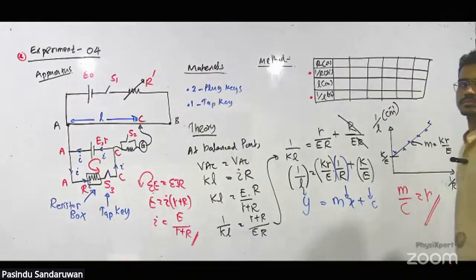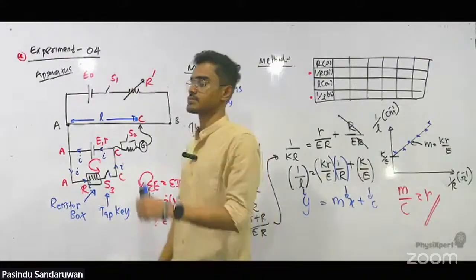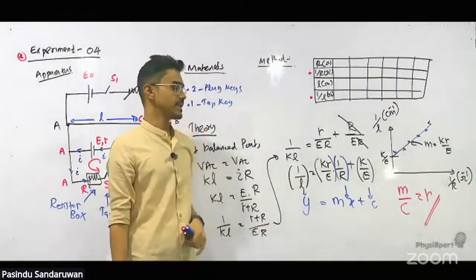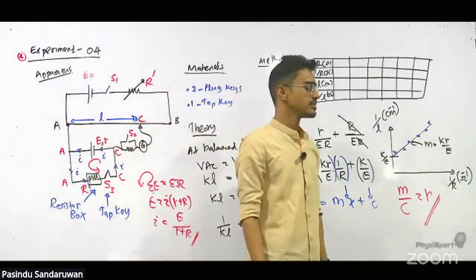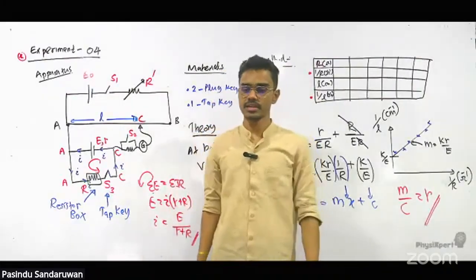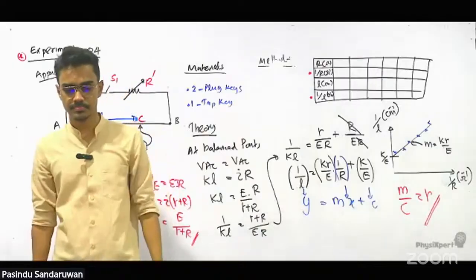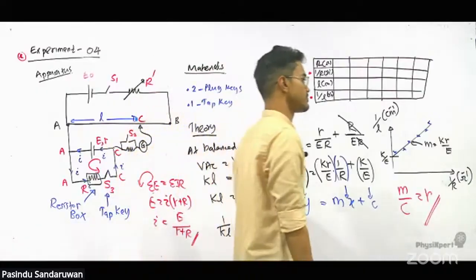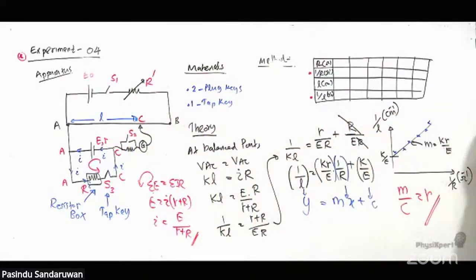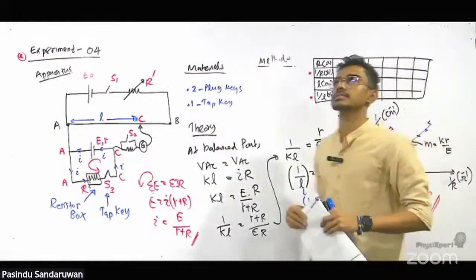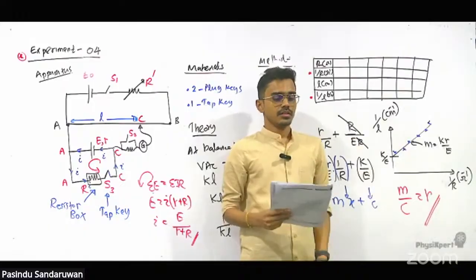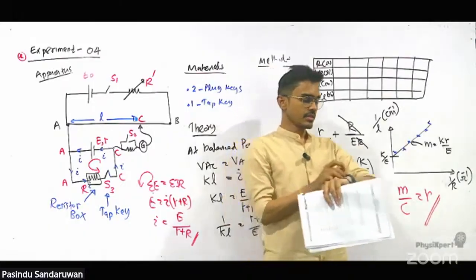Next point. Determine simple R using gradient and intercept, as discussed under theory. That's it. Remarks.